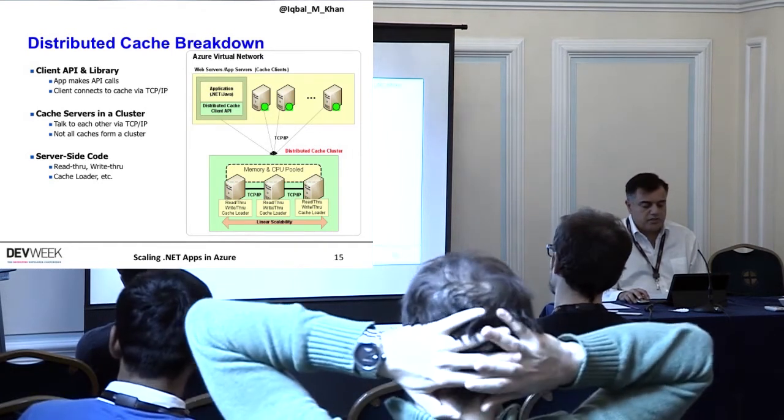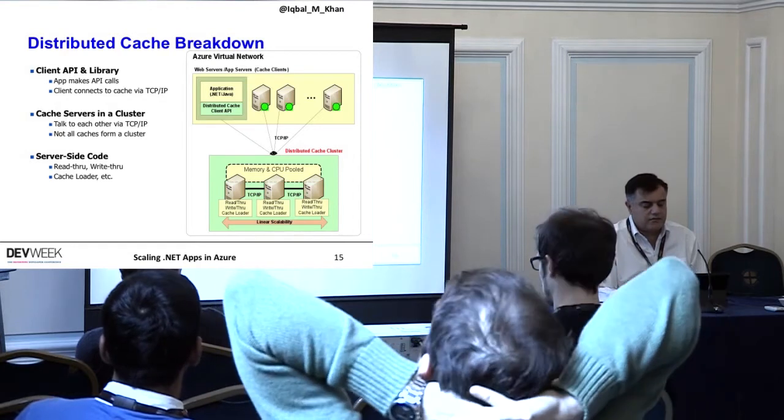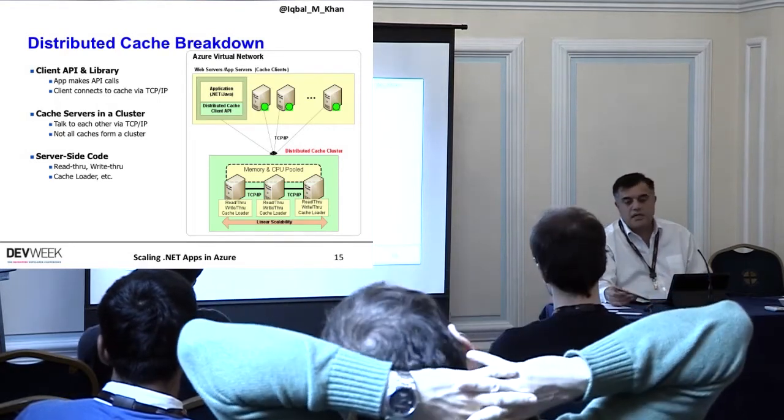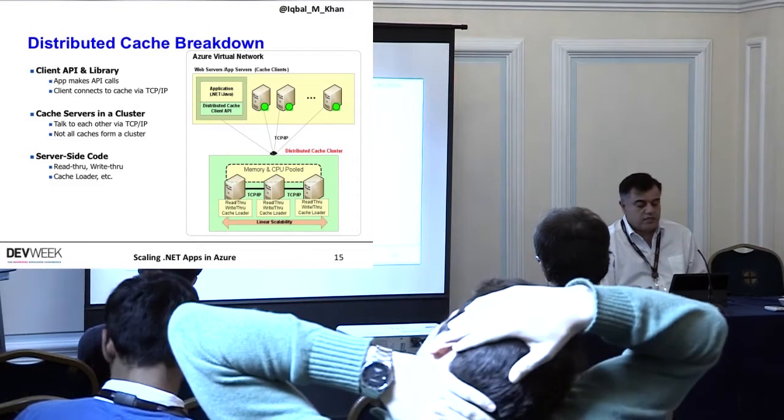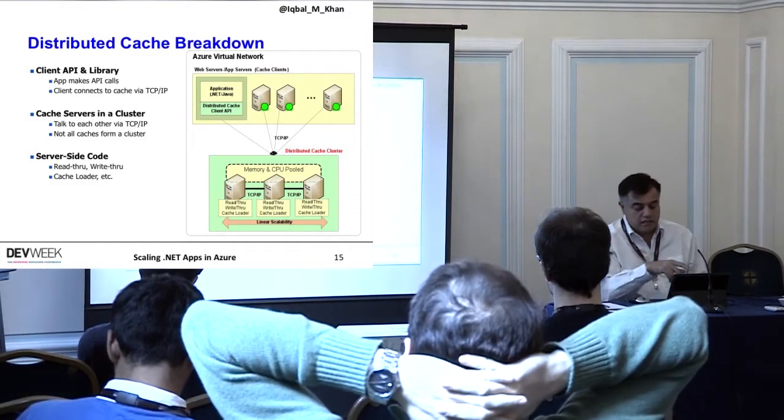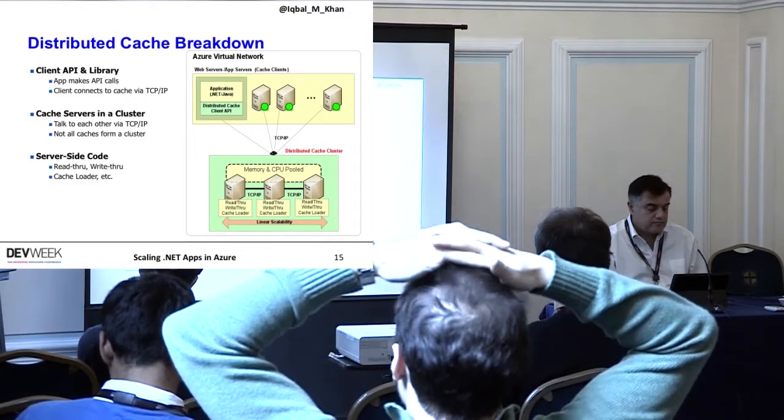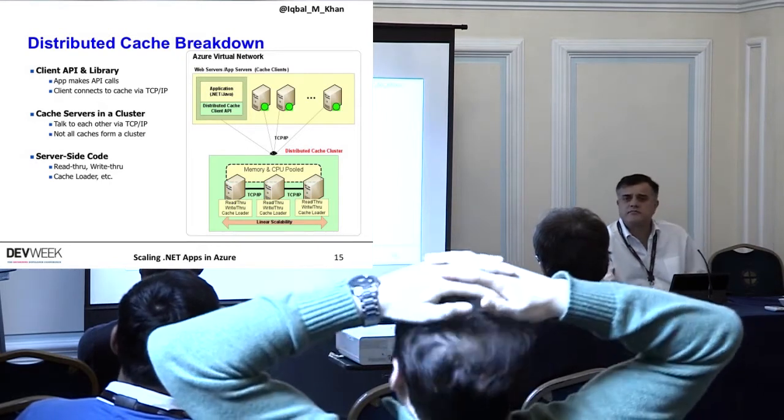So, data replication. Fourth is a feature called client cache, which is also called near cache, and I'll explain that in a bit. Any questions so far?